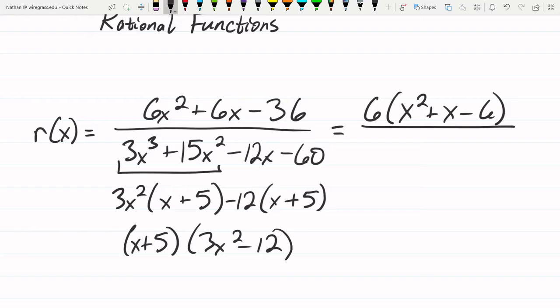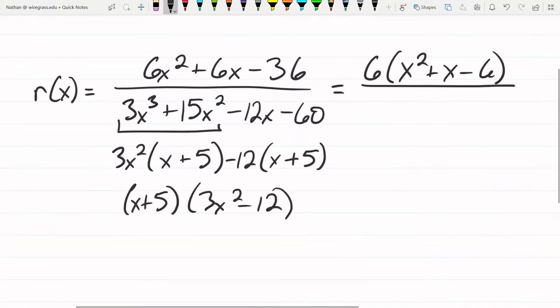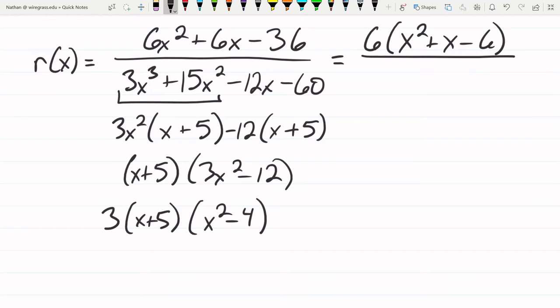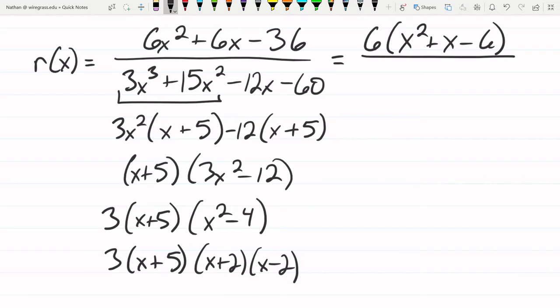I can take out a 3 from the 3x squared minus 12. I'm just going to write this 3 in front. That gives me x squared minus 4. And that's a difference of two squares, which will give me x plus 2 and x minus 2. That's all in the denominator.